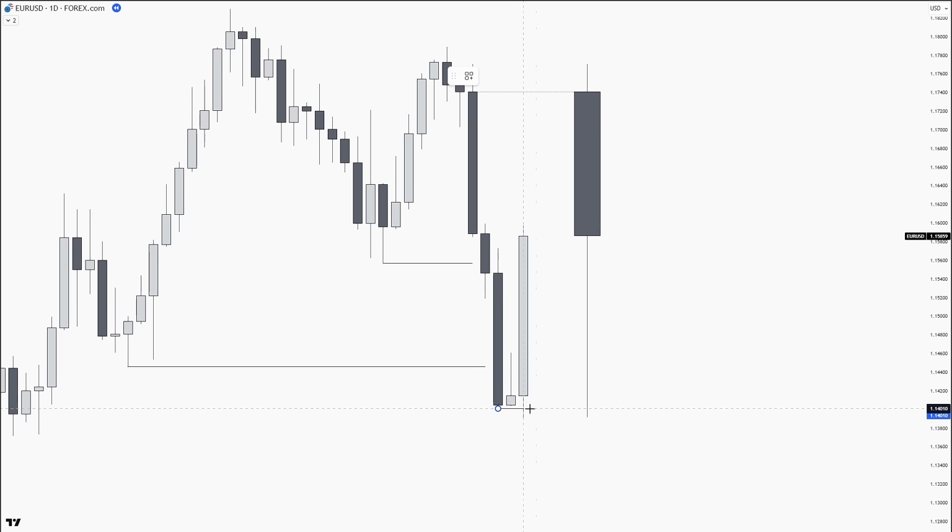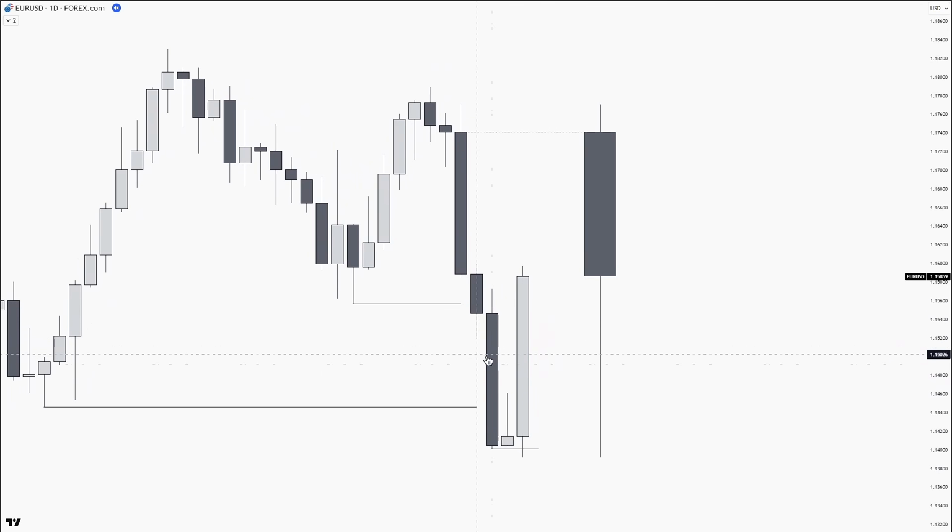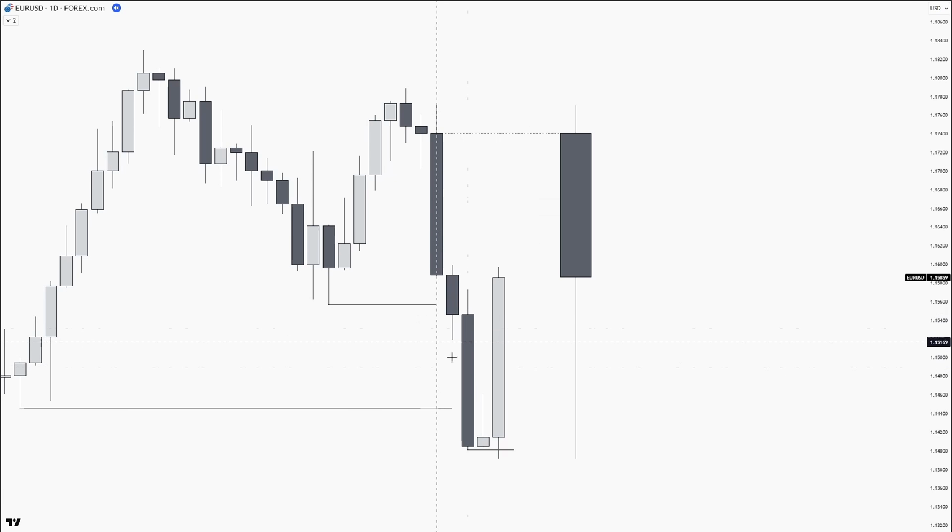And we get that consolidation, manipulation, and expansion higher, disrespecting this fair value gap, which is the first signature of the reversal. So we have expansion, mirrored expansion. And now this is the Friday candle. So for the Monday candle, we would wait for the next failure price delivery.